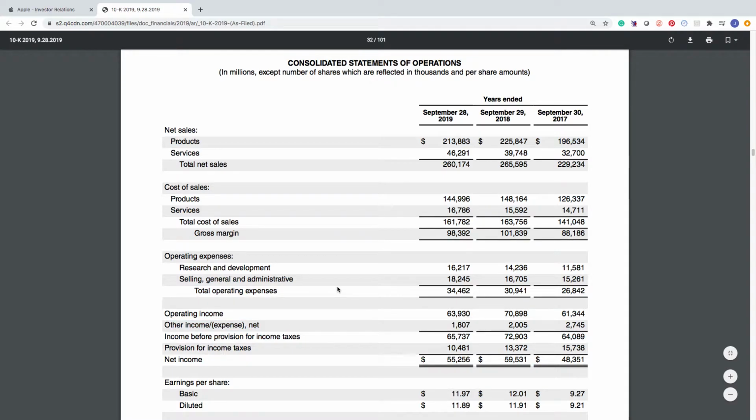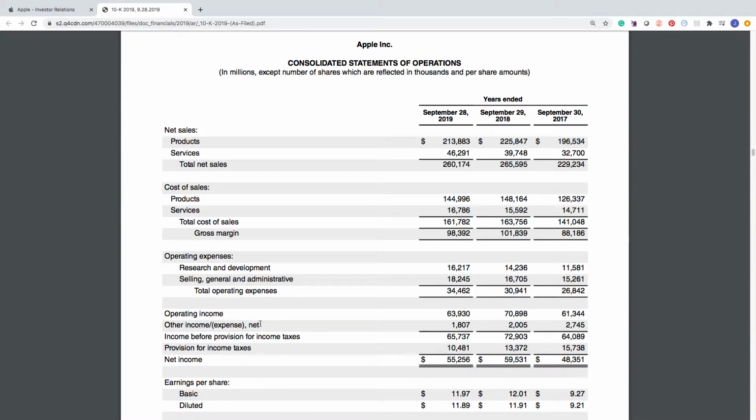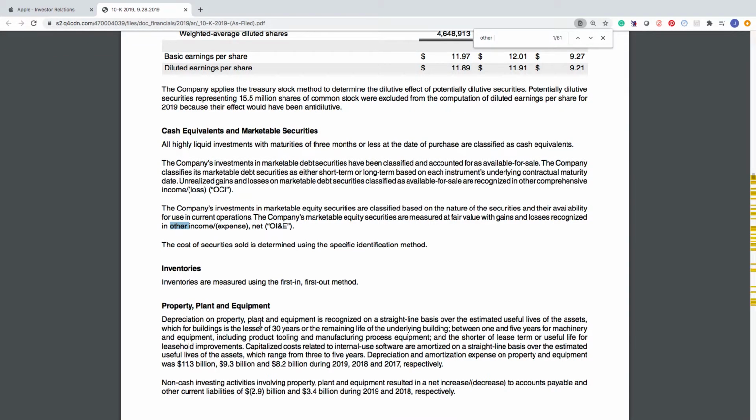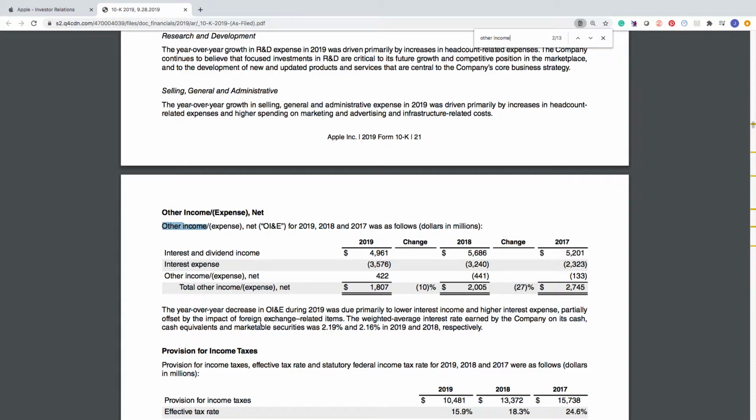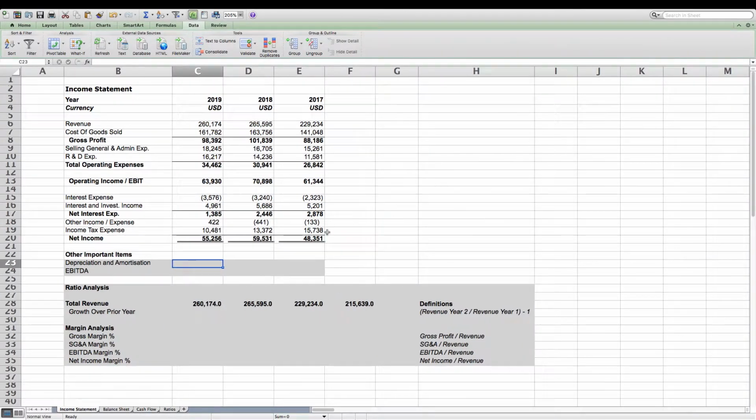So let me explain how I have broken down this other income/expense. It's very simple. On Apple's financial statements, they break down the constituents of the various elements, so all we do is search for the appropriate disclosure, and there you go. They have provided us the exact breakdown of this other income/expense. So for 2019, it was interest income of 4961, expense of this much, and other income of this much. All I have done on my Excel sheet is broken the other income into its individual elements, and I will show you in future videos why this is important.